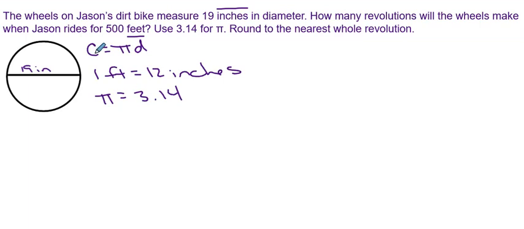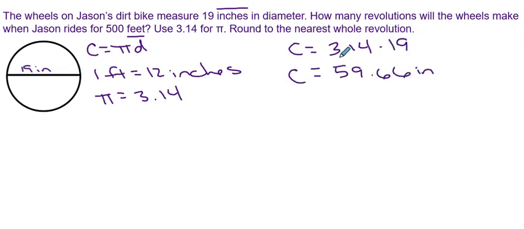First thing we're going to do is find our circumference. So our circumference is equal to pi, which we're representing with 3.14 from the problem, times my diameter, which is equal to 19 inches. 3.14 times 19 is equal to 59.66 inches.